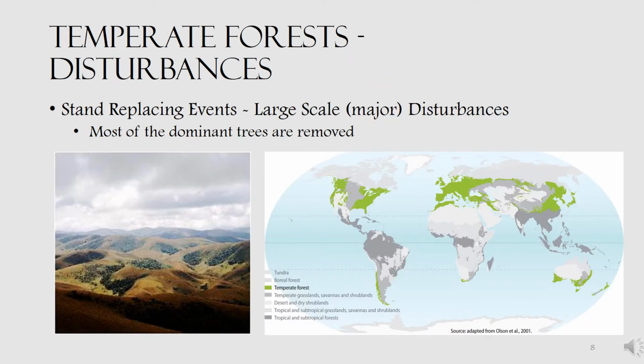In contrast to the small scale disturbances, those gap dynamics, now let's think about large scale disturbances, these stand replacing events where most of the dominant trees are removed. We can see this image here that shows an intermixed grassland to forest, although it used to be entirely forest. And remember this map, this distribution map of temperate forests across the mostly northern hemisphere.